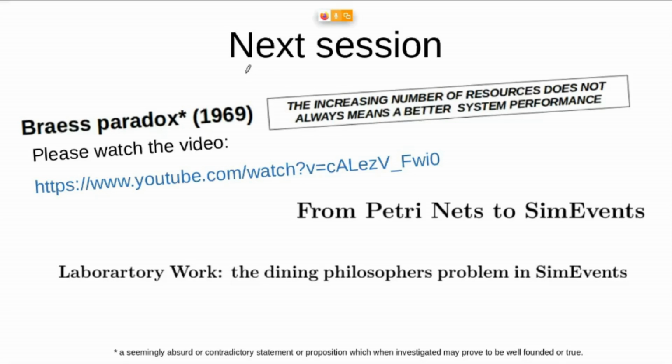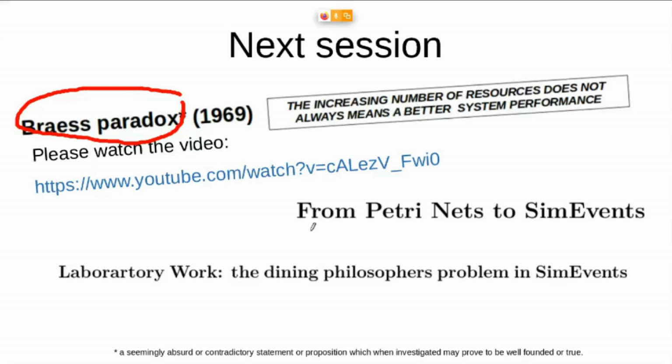But what have I planned for the next session? What are we going to see in the next session? First of all, we will start with the Braess paradox. The Braess paradox at the end tells that increasing the number of resources does not always mean better system performance, okay? I strongly recommend you to have a look at this video, okay? It's a very good explanation of this Braess paradox, okay? I'm going to put the link in the description of this video.